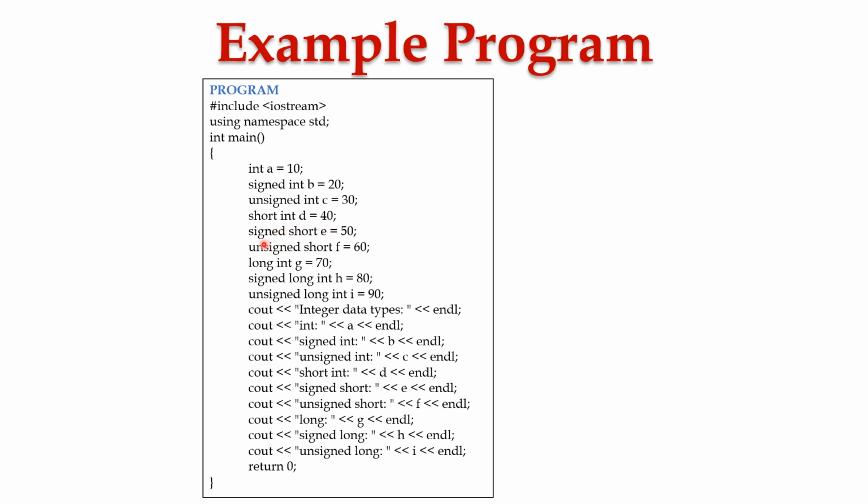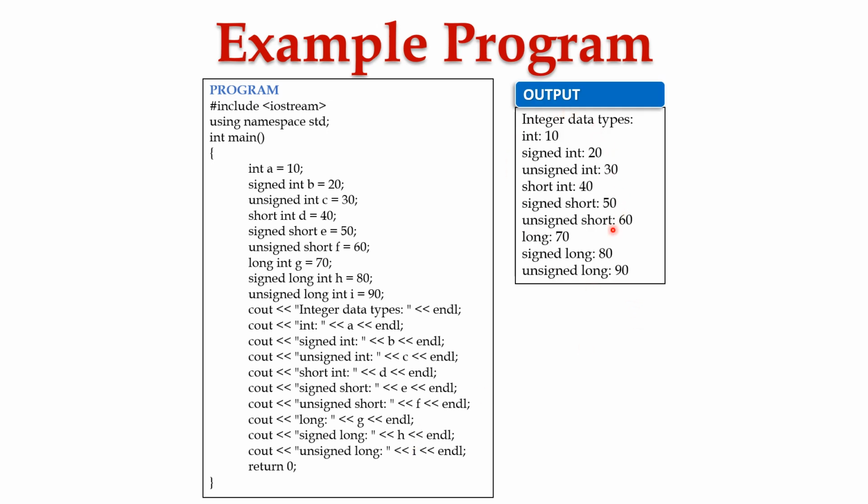The variable e is declared as signed short data type and assigned with value 50. The variable f is declared as unsigned short and assigned with value 60. The variable g is declared as long int and assigned with value 70. The variable h is declared as signed long int and assigned with value 80. The variable i is declared as unsigned long int and assigned with value 90. So using cout statements, the values of the variables a, b, c, d, e, f, g, h, and i are displayed to the users as shown in the output.